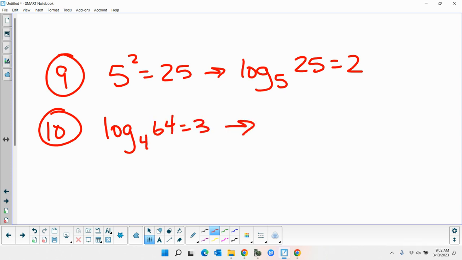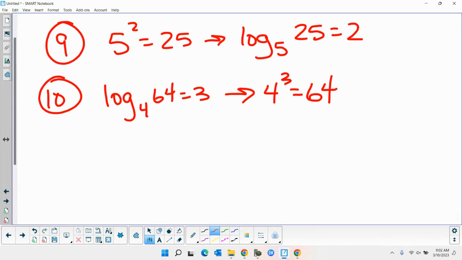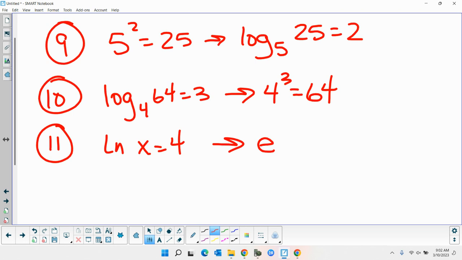So your answer would be base of 4 to the third power equals 64. Okay, just rewriting. Again, you guys are good at this. You should not miss any of these 4. Number 11 was natural log of x equals 4. So we're turning it into an exponential. What's the base for natural log? E to the 4th power equals x. Okay, so these two are the same. 10 and 11 are the same.